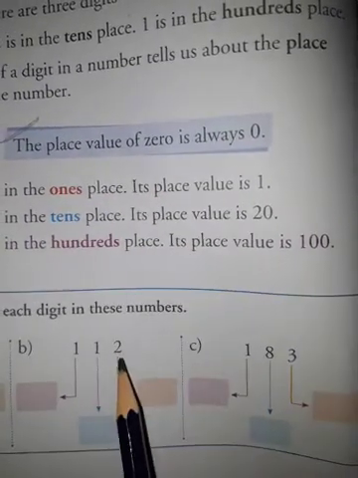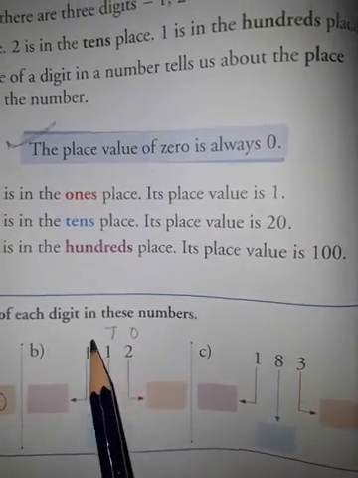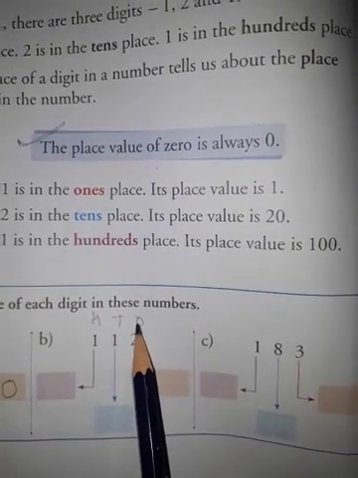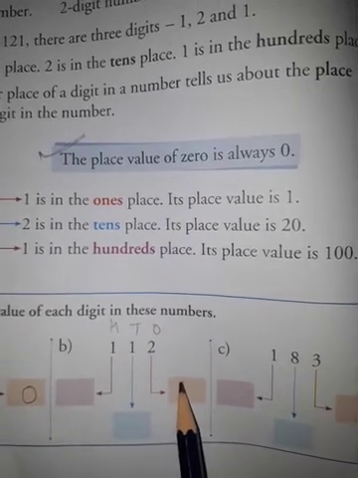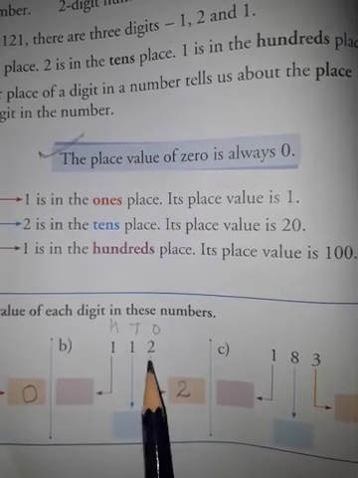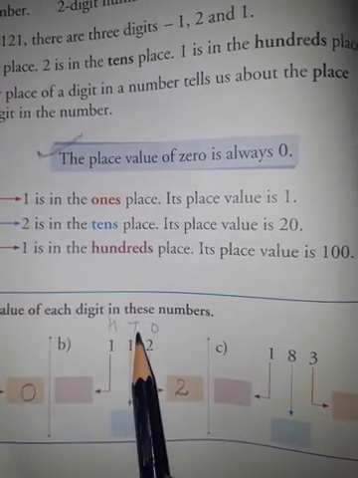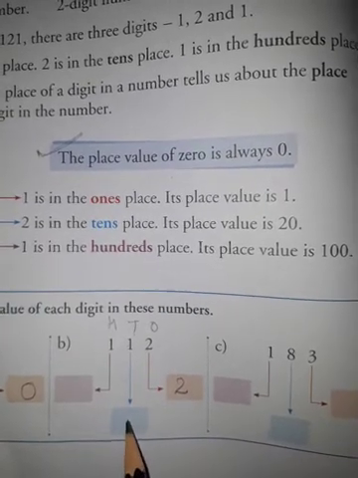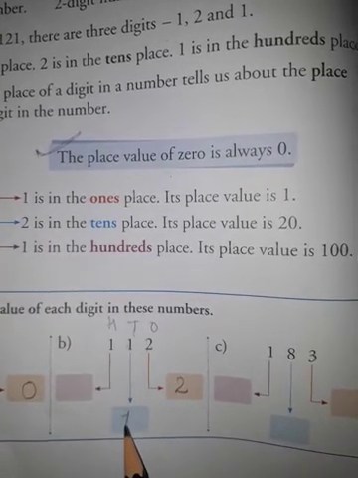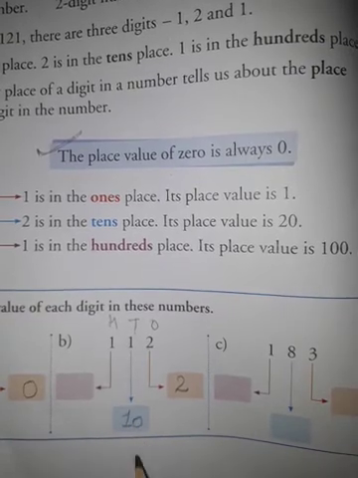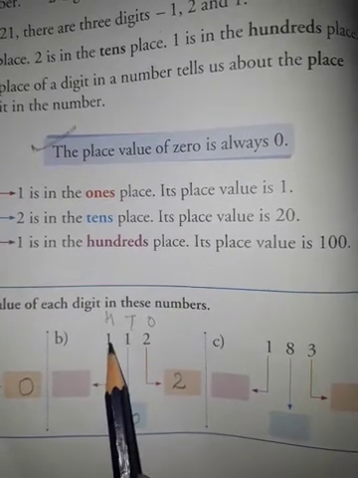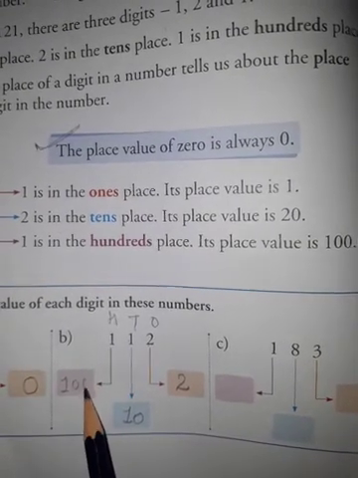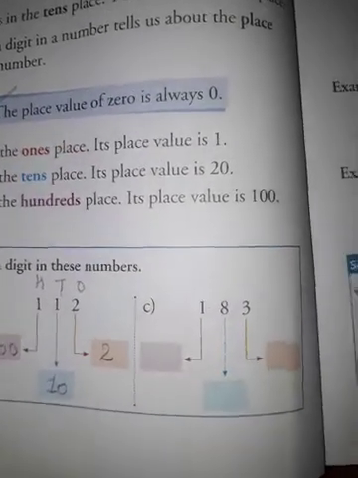Let's see next. Ones, tens and hundreds. So where is 2? 2 is in the ones place. So the place value of 2 is 2. And where is 1? 1 is in the tens place. So the place value of 1 is 1 ten, means 10. Okay. And where is this one? This one is the hundreds place. So the place value of this one is 100. It's clear to all of you?